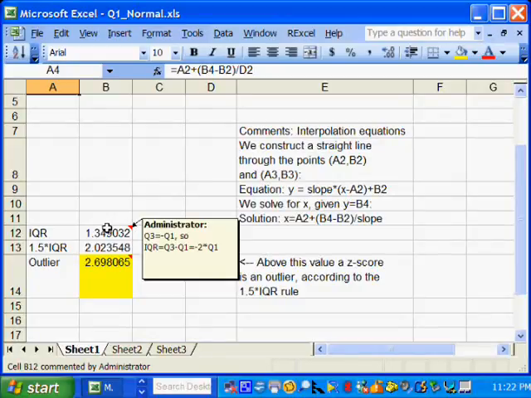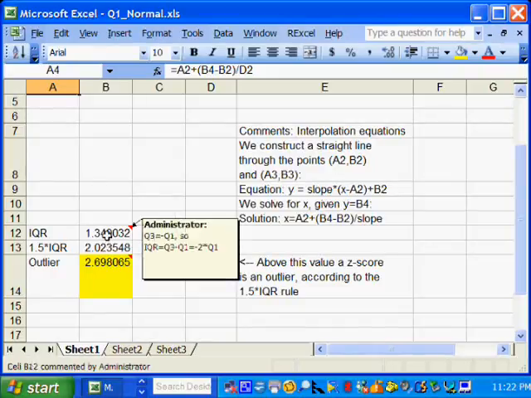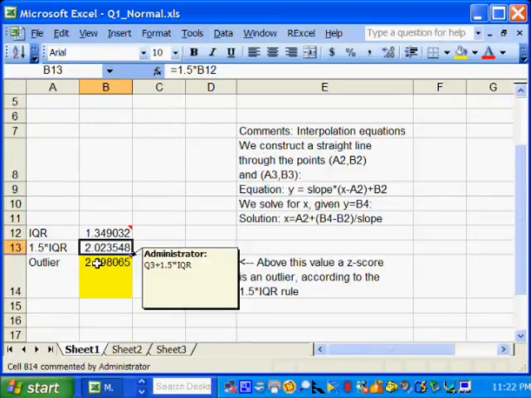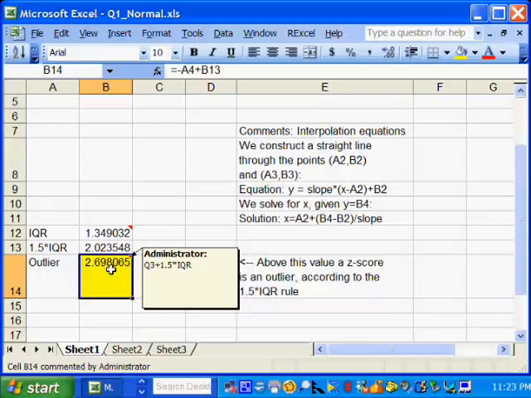In the next cell, I just compute 1.5 times the above cell, just to see that I indeed do that. And finally, I'm ready to add the third quartile plus 1.5 times IQR to compute the outliers. So here is the number. After some simplification, the number is negative A4 plus B13. And so this tells me that I should consider a z-score an outlier if it's above 2.698. This concludes this current demonstration.